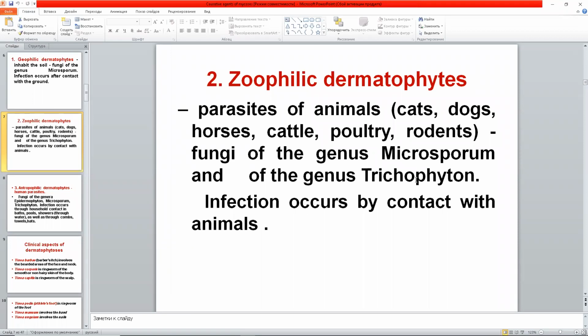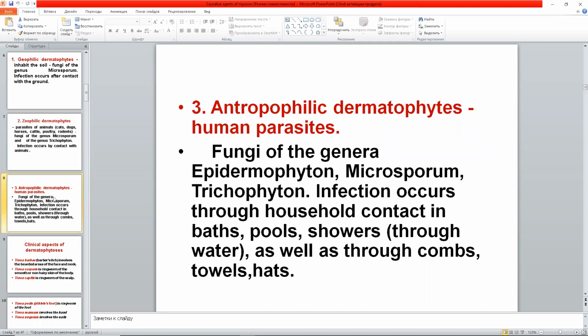It is Latin, Trichophyton, not English. Infection occurs by contact with animals. Very often, children are infected by playing with these pets, dogs, and cats. And then anthropophilic dermatophytosis, human parasites. They are circulated among human beings. Fungi of the genera Epidermophyton, Microsporum, Trichophyton. Did you notice that fungi of three genera are able to cause dermatophytosis? Trichophyton, Microsporum, Epidermophyton.